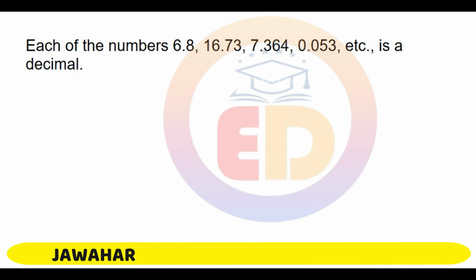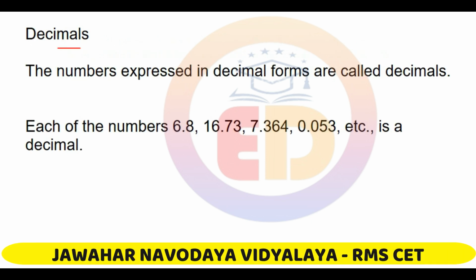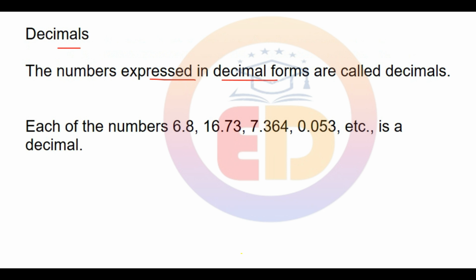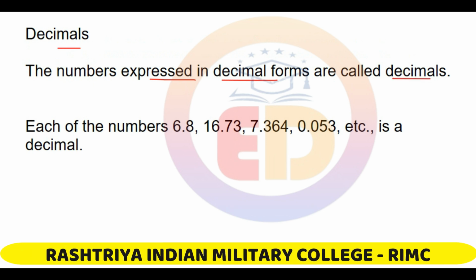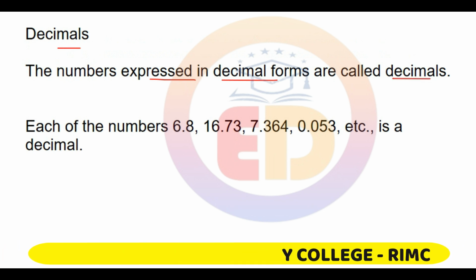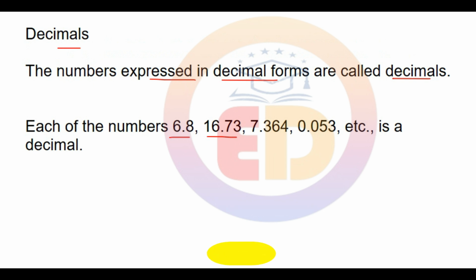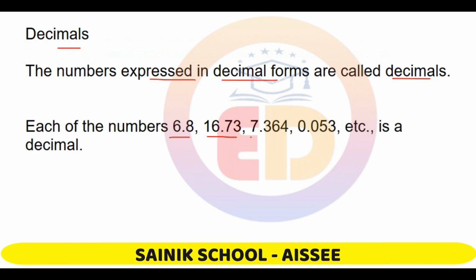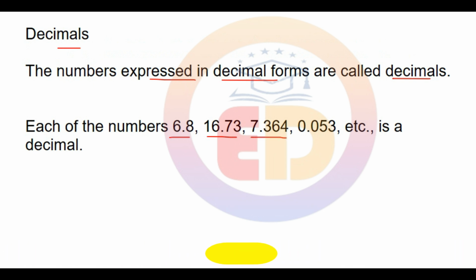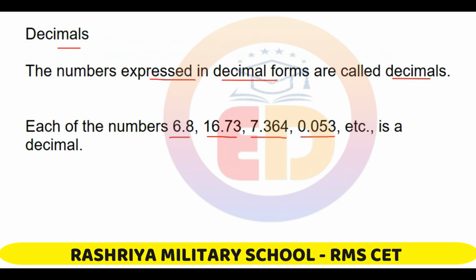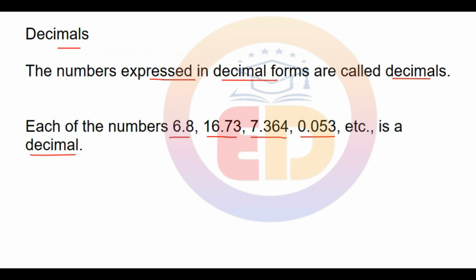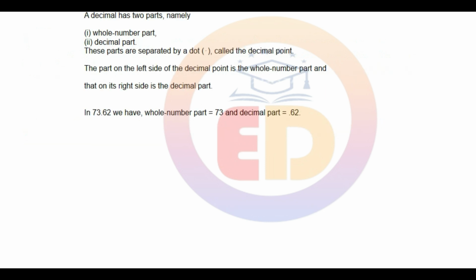Decimals. The numbers which are expressed in decimal form are called decimals or decimal numbers. Examples: 6.8, 16.73, 7.364, 0.053. These are examples of decimal numbers or decimals. Let us understand a little deeper.